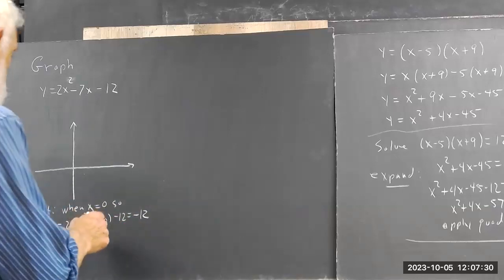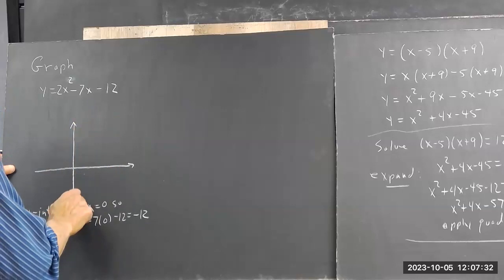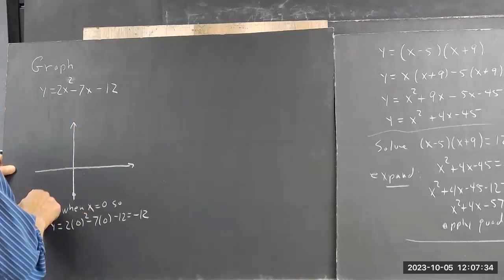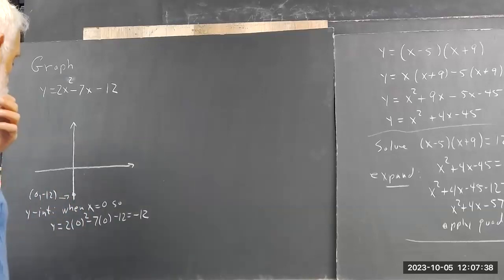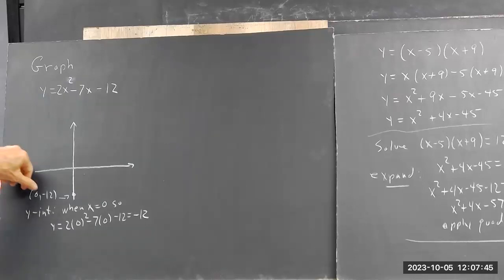So now we can put the point 0, negative 12 on the graph. Now, as soon as we put the point here, then we've dictated what the scale for y is. That's perfectly okay. Now, what about the x-intercepts?